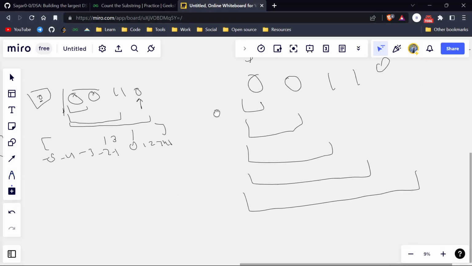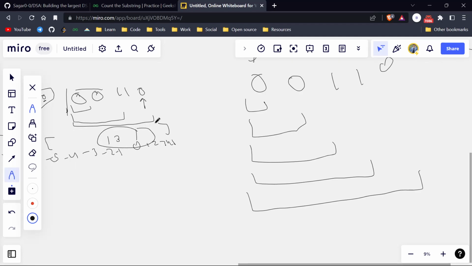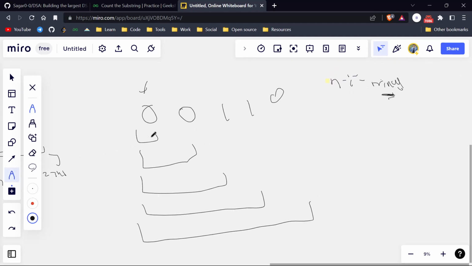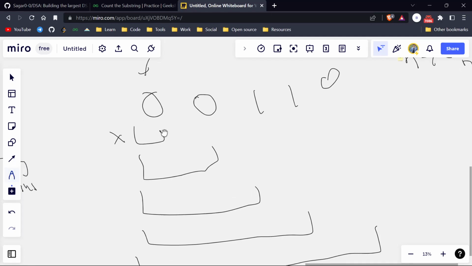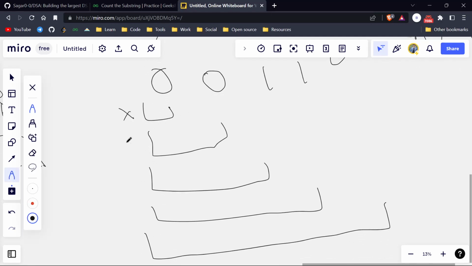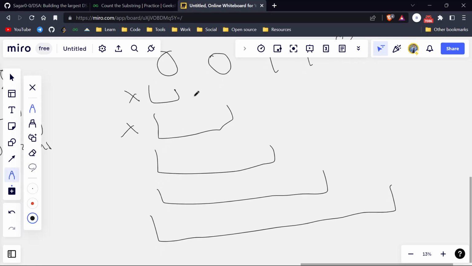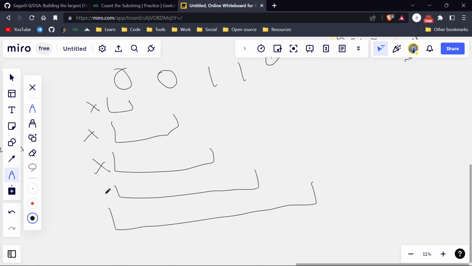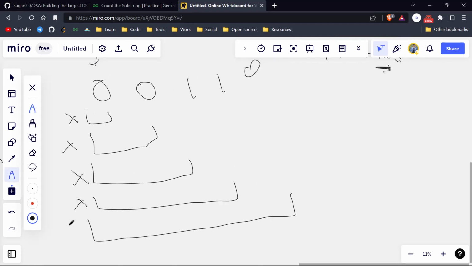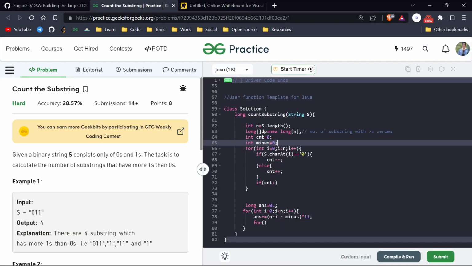First of all, we will check this array and get the value. In this substring, more zeros are present, so we have to remove it. In our second substring, we also have to remove it because there are more zeros. In our third one, there are again more zeros. In our fourth one, we have an equal number of zeros and ones, and in our fifth one, we have more zeros. So here I will write: if count is lesser than or equal to 0.